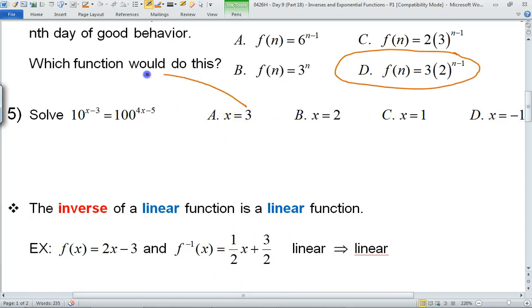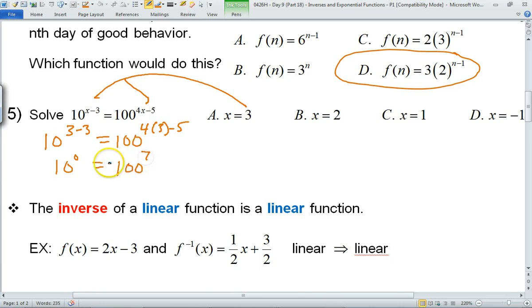I will try out x equals 3 first by plugging in 3 for both x values. That would make this 10 to the 3 minus 3 power equals 100 to the 4 times 3 minus 5 power. I could do some of this in my head. What's 3 minus 3, obviously? That's 0, so I got 10 to the 0 power. 4 times 3 is 12, minus 5 is 7. So this is 100 to the 7th power.